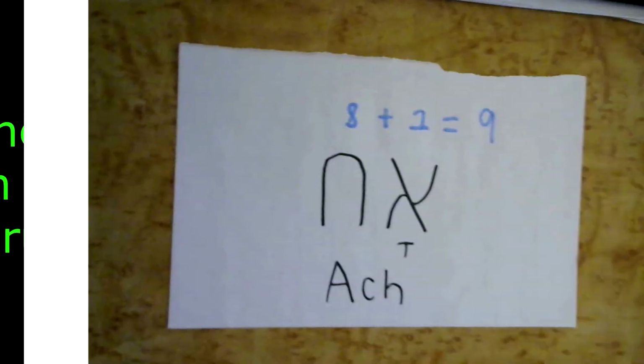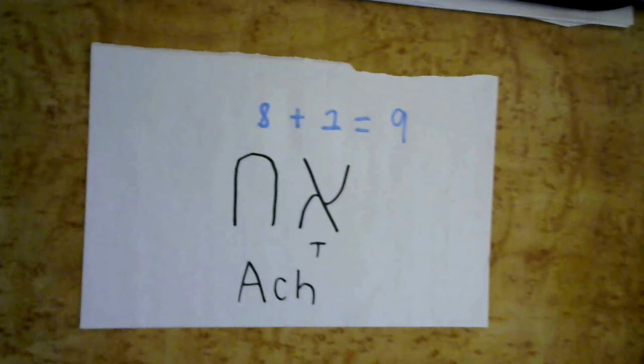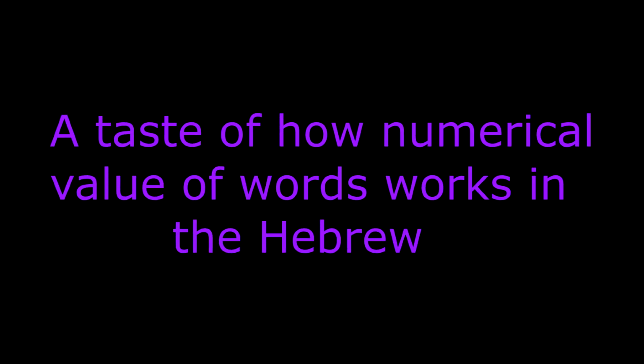Here is another Hebrew word using the Hebrew letter Het. You have Aleph Het, Ach. Notice I wrote it with the CH, which would have a numerical value of 8 plus 1, meaning a numerical value of 9. And this is the Hebrew word that means brother. So there you've gotten a taste of how numerical value of words works in the Hebrew.